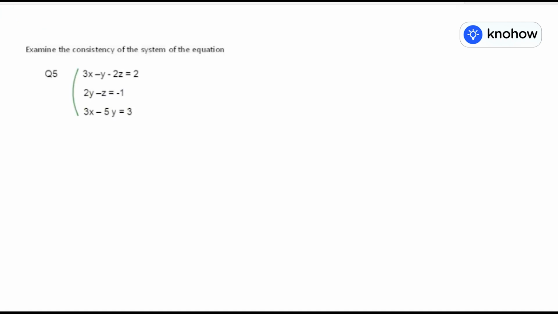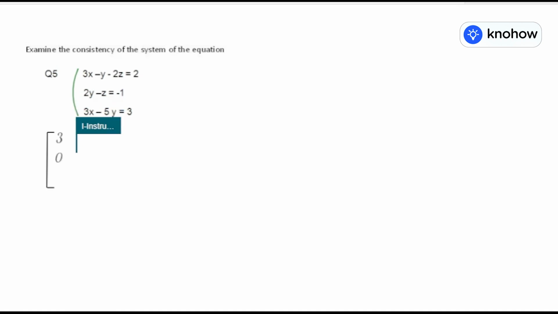Examine the consistency of the system of linear equations. You have 3 variables and 3 equations. First of all, let us rewrite the system of linear equations in matrix form. That is, the coefficient matrix, if I take it column wise, the coefficient of x to be written in the first column, 3. Now remember, be very careful that here in the second equation, the x term is not there. So the coefficient of x will be 0.